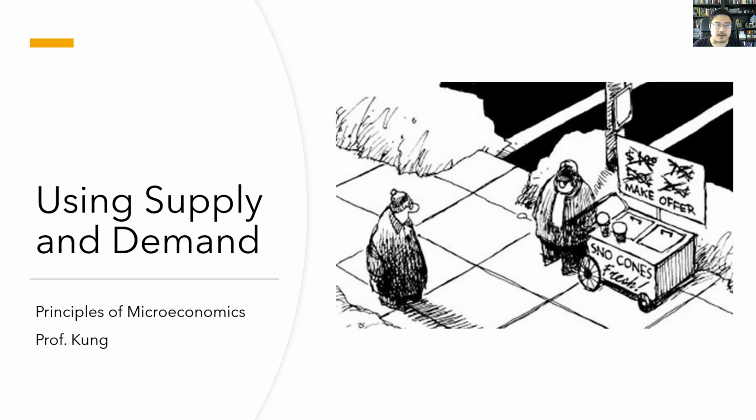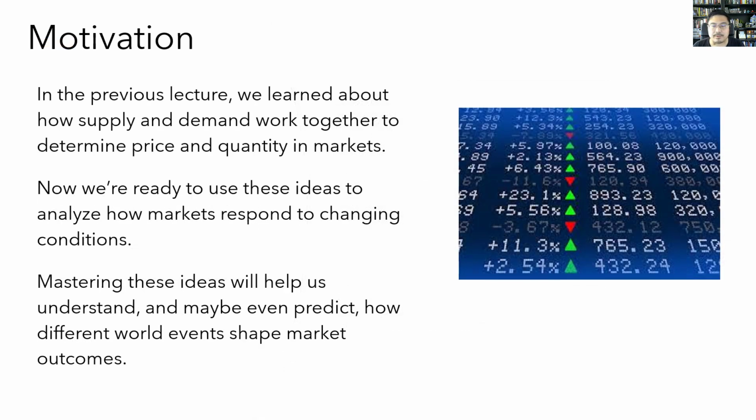Today we're going to be talking about how to use supply and demand to make predictions about the market. In the previous lecture, we introduced ourselves to the concepts of supply and demand in competitive markets, and we learned how they work together to determine equilibrium price and quantity in the market. We're now ready to use those ideas to analyze how markets respond to changing conditions.